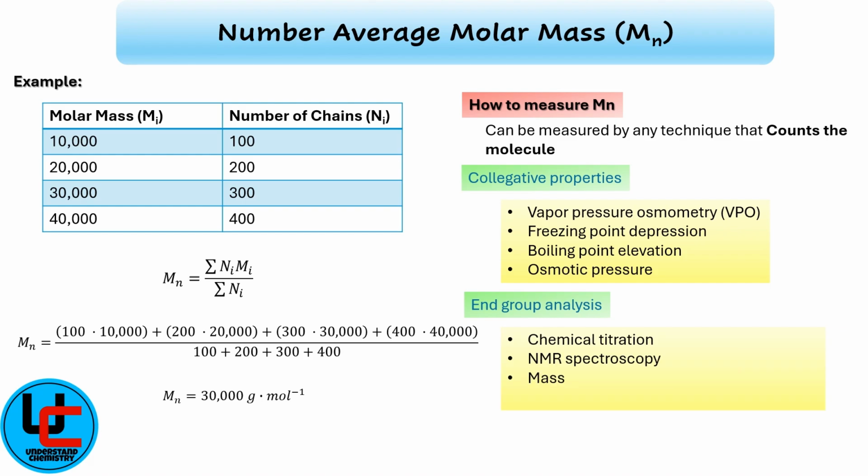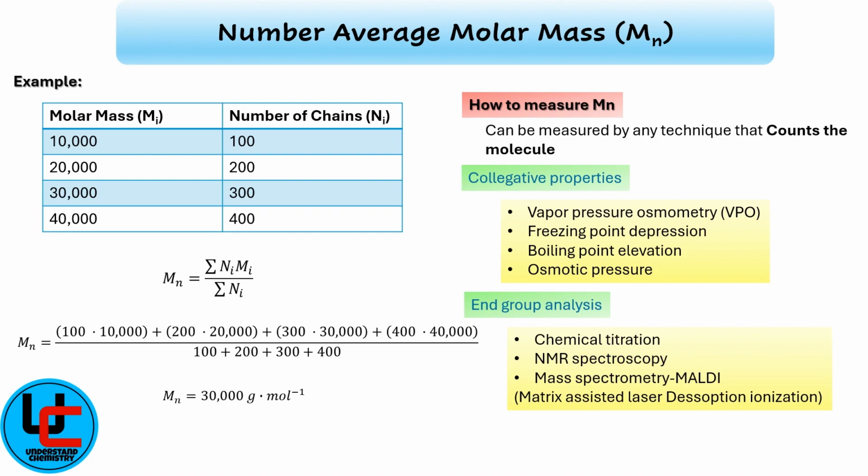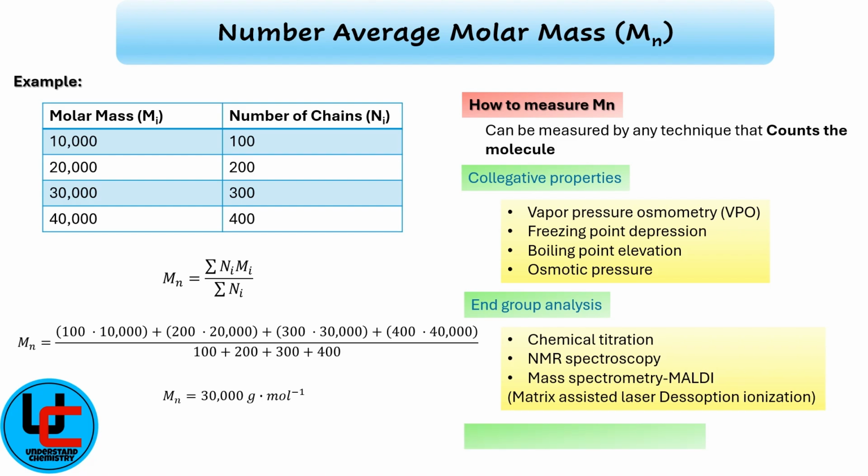The third technique to calculate the number average molar mass is mass spectrometry. The matrix-assisted laser desorption ionization mass spectrometry, or MALDI-MS, can be used to analyze the molecular weight distribution of polymers and identify end groups, providing information for calculating the number average molar mass. Gel permeation chromatography or size exclusion chromatography is a widely used technique to determine the molar mass distribution of polymers. It separates polymer molecules based on their size in solution.